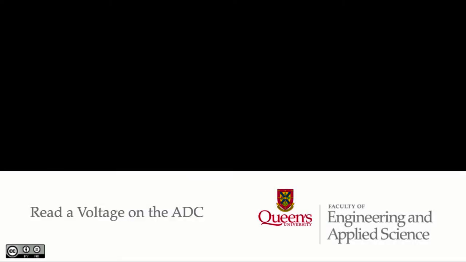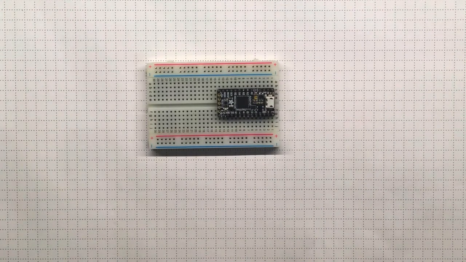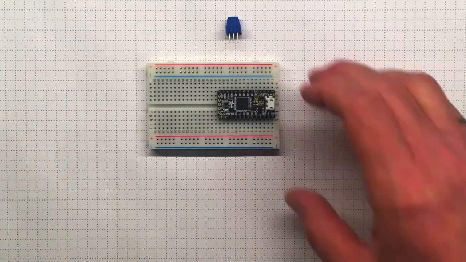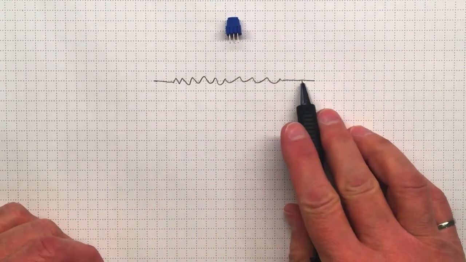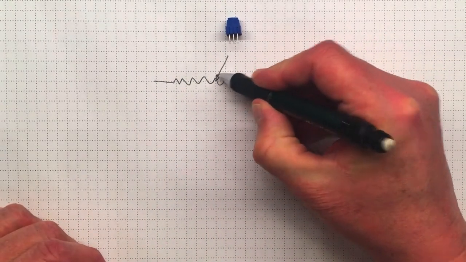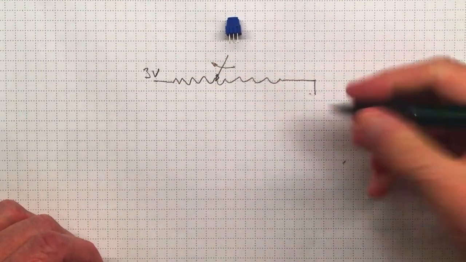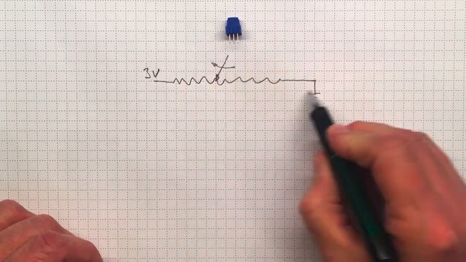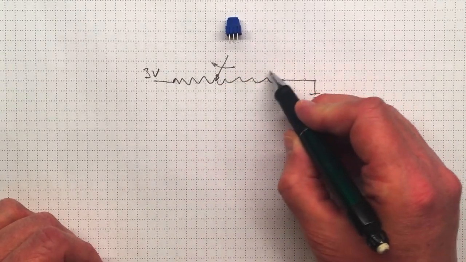Welcome to the module on reading an analog voltage using the analog to digital converter. By the time we get to the end of this sequence, you'll be able to hook up a potentiometer as a voltage divider circuit, supply it with power to generate an analog voltage on the wiper pin. You'll be able to read that analog voltage in as a digital value on an analog to digital converter and convert that digital value into an equivalent voltage.